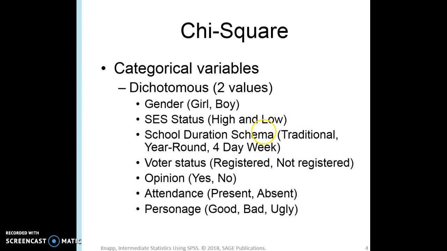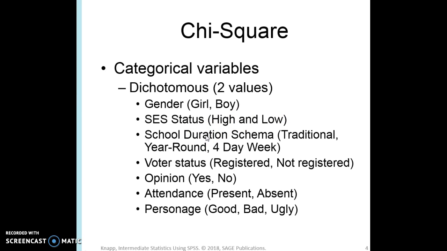What we're going to do in a moment is look at an example. But first, this word dichotomous, you may see this. That means two values, like girl and boy, or SES status, like high and low. Now that kind of has an order to it, but not in the way we think of it using values ordinarily in a Likert scale.